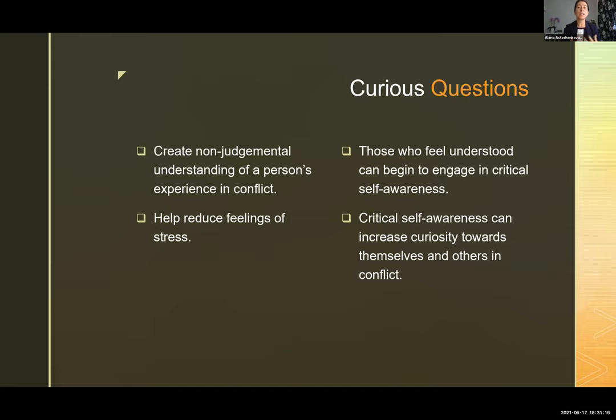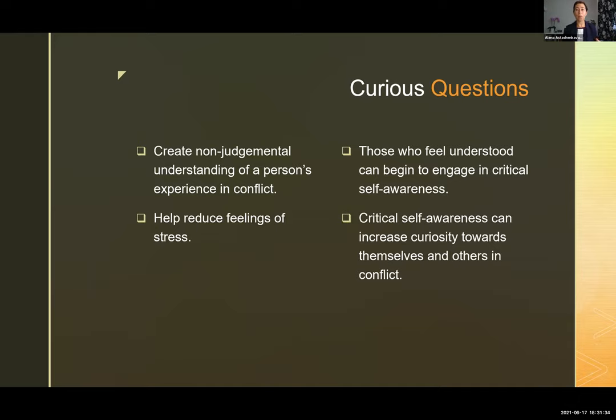And because you're not telling, you're not giving answers, you're listening to people. That helps them reduce their feelings of stress. They feel heard, they feel understood, the stress comes down. They don't need to keep repeating themselves because they've been heard, they can move on.